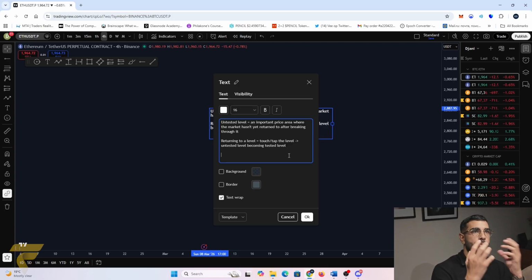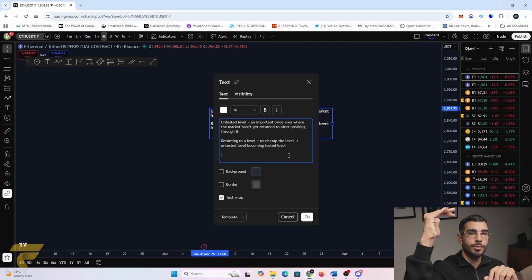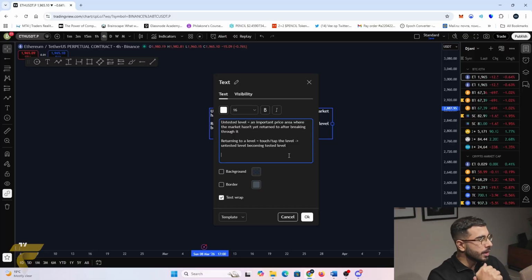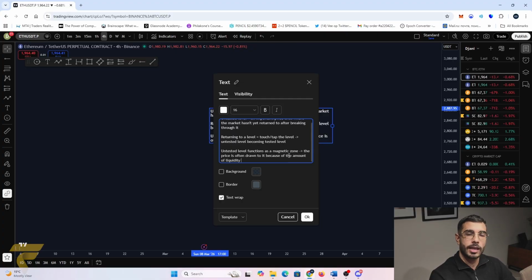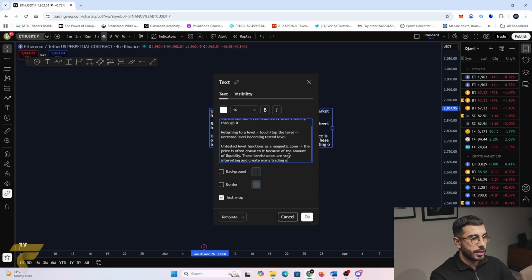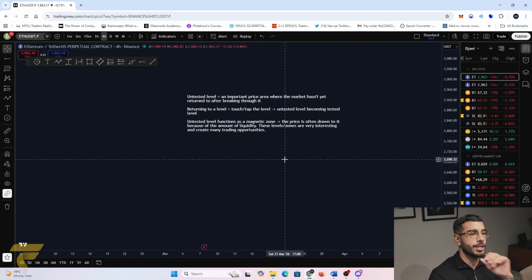Whenever we broke through a specific level, whether you gain levels and don't come back or lose levels and don't come back up, you need to understand that an untested level functions as a magnetic zone. Okay, the price is often drawn to it because of the amount of liquidity. Again, liquidity is fuel, and this is something that we will discuss in the upcoming chapters. These levels or zones are very interesting and create many trading opportunities. So this is the definition of an untested level.